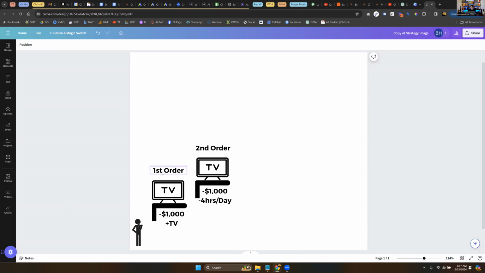Okay, so here's the second-order consequence. I'm going to buy the TV. I lose $1,000. I get a TV. Cool. I've got that empty TV stand in my house right now. But what happens after you buy that? You spend $1,000, but the average consumer in America watches about 4 hours of TV a day, or screen time broadly, but we'll call it TV time. So the second-order consequence is you get a TV, but you lose $1,000 and you're losing 4 hours a day. Whoa. That's a different calculation.